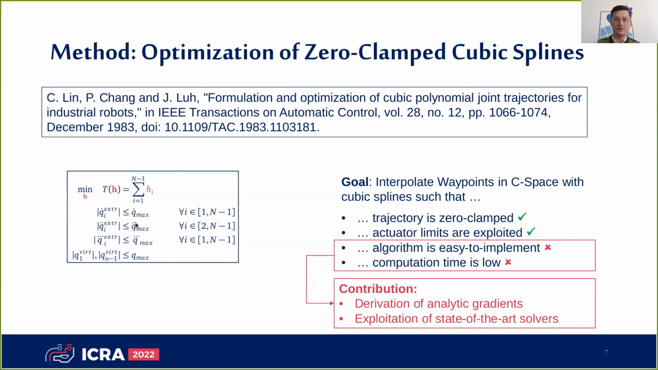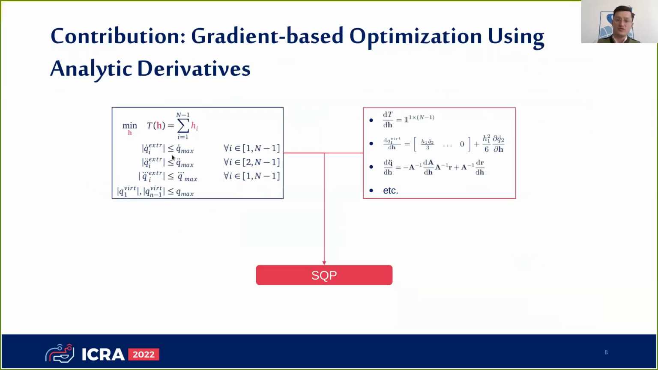However, the solution algorithm for the optimization problem of Lin et al. is involved and specifically designed for this problem. Our contribution is that we derive the analytical gradients for the optimization problem and that we exploit state-of-the-art optimization solvers to determine the duration of the motion segments hi. The given optimization problem and the derived analytic gradients are the input to a sequential quadratic programming solver that we use. I refer to our paper for the derivation of the analytic gradients.